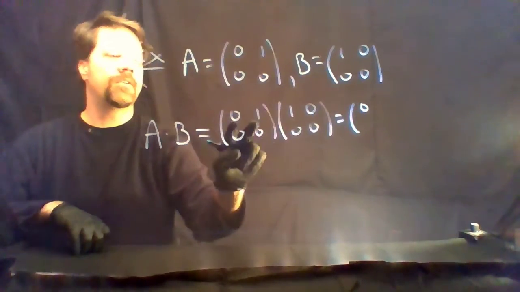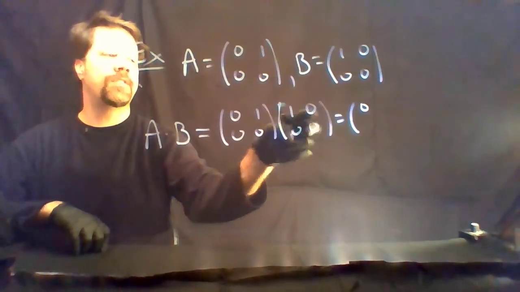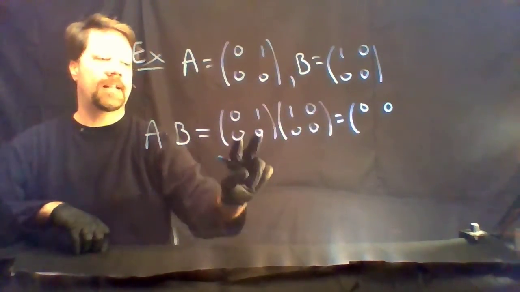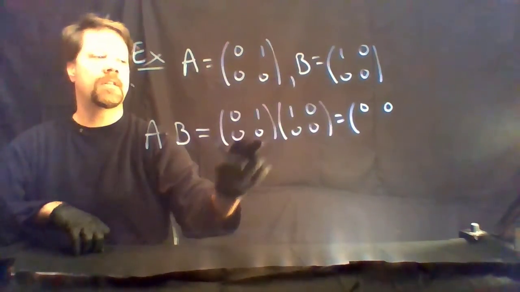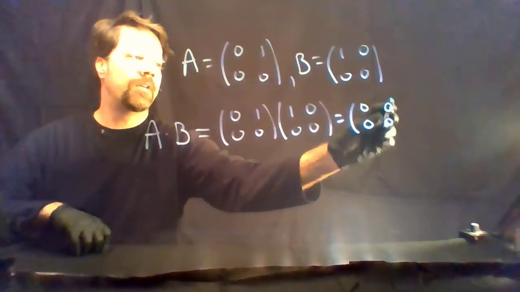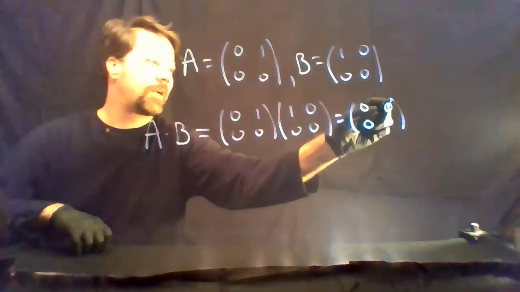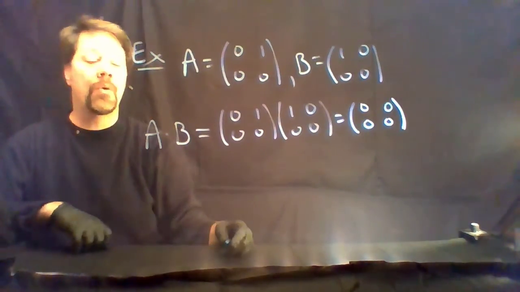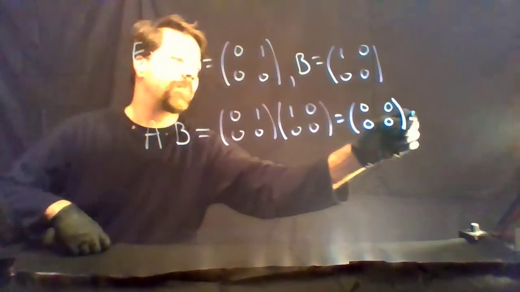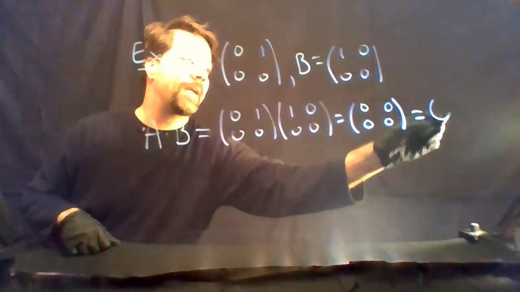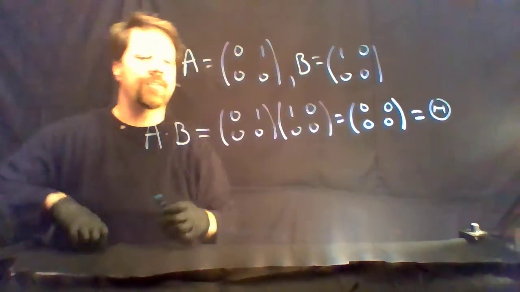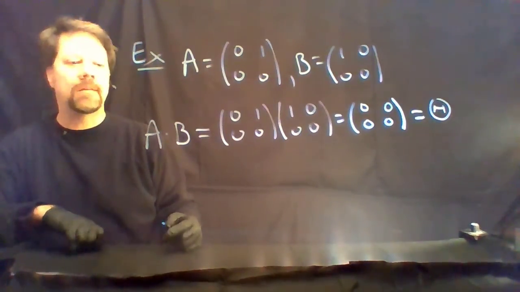So we'll get 0 here, and then 0, of course, in the last row. Since both of these are 0, the last row is going to be 0. Here we get a product that is equal to what is called a zero matrix. We might even write this 2 by 2 zero matrix with a capital theta.